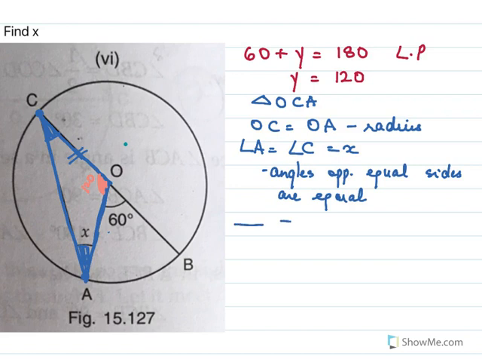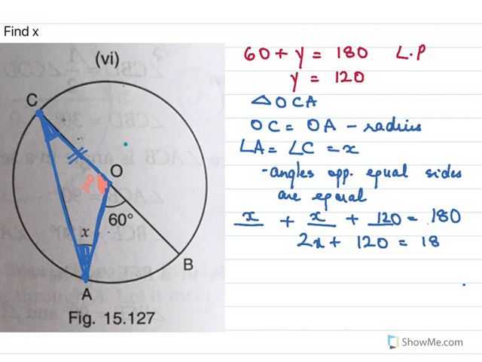So now in the triangle we have three angles, and when you add up three angles you get 120, angle x, and then we get 180, not 120, it's 180. Then you go ahead and find out x. 2x plus 120 equals 180. 2x is 180 minus 120. 2x is 60, so x will be 30.